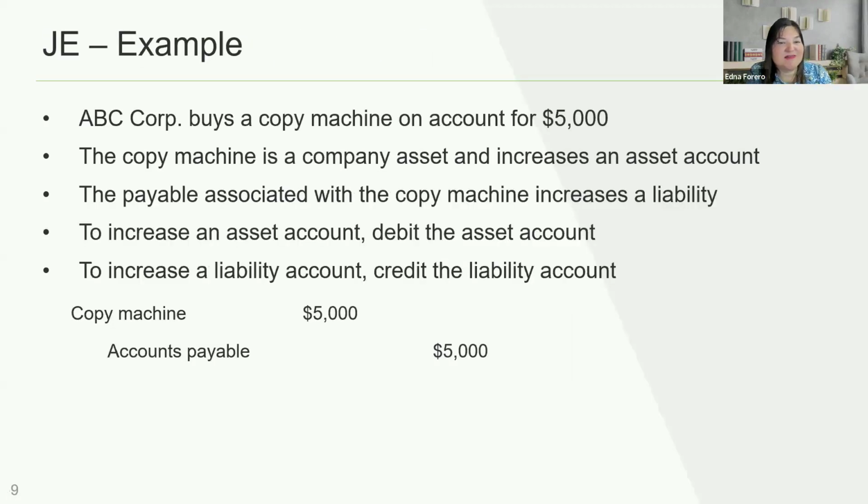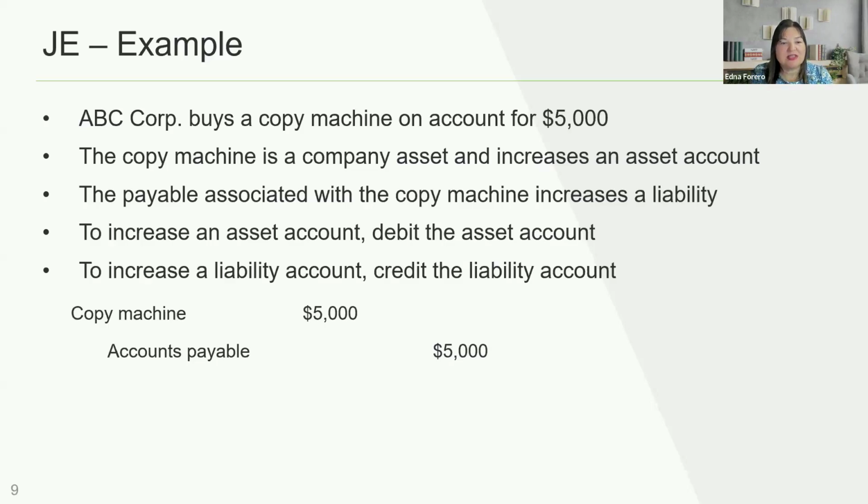Moving forward, here's an example for you of a journal entry. The ABC Corporation buys a copy machine on account for $5,000. The copy machine is considered an asset, and it now increases the asset account. We've purchased something that's usable, but it has a value of $5,000, so we're making it an asset. The payable associated with the copy machine increases a liability.